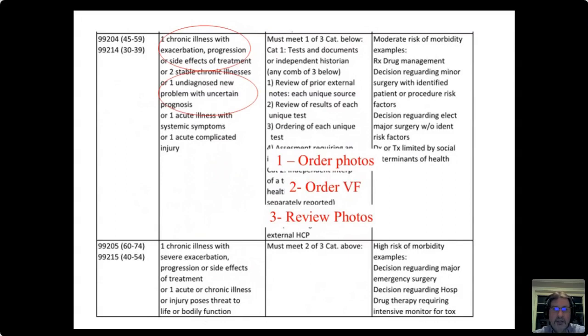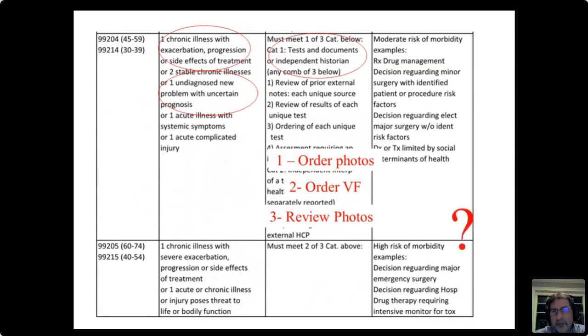So we have, as you can see up above, we must meet one of three categories below. Review of prior external notes, no. Review of results of each unique test. So I reviewed one test, so that would be the review of photos. And then the ordering of each unique test. So I ordered photos and I ordered visual field. So in my mind, from the way this reads, I hit 3 for that. So I think I'm fine with this for that level.